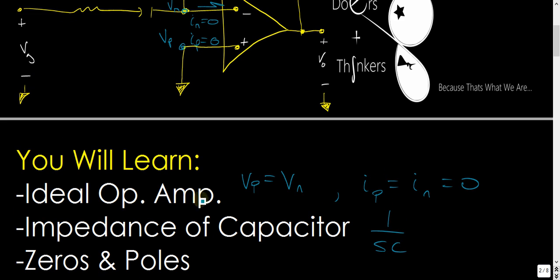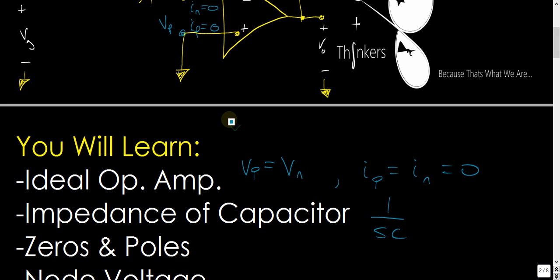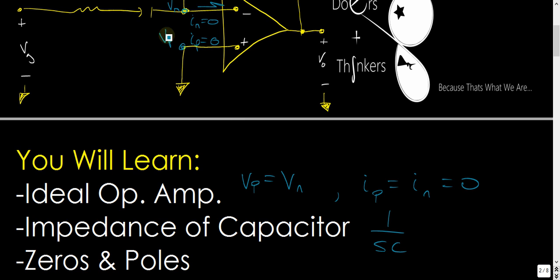an ideal op amp. Some characteristics of an ideal op amp are VP and VN are equal to each other, which is VP is this node here on the positive terminal, and VN is this node here on the negative terminal. IP equals IN equals 0. There's no current going through here. There's absolutely no current going into this. That's just the characteristic of an ideal op amp, and it'll help you figure out the equations for these guys.